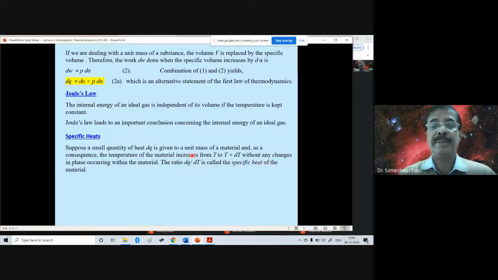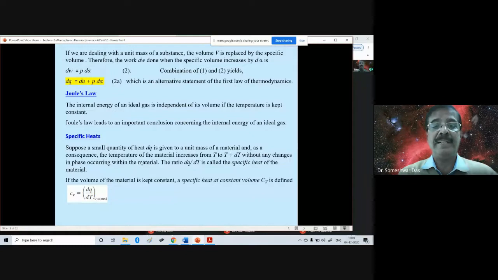Okay, specific heat of the material. dq is the change in the quantity or the amount of heat given to the substance, and dT is the change in the temperature. So if the volume of the material is kept constant, the specific heat at constant volume, Cv, is defined as Cv equals dq by dT at constant volume.